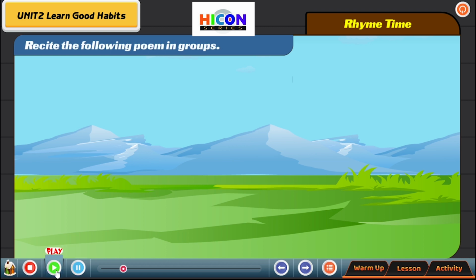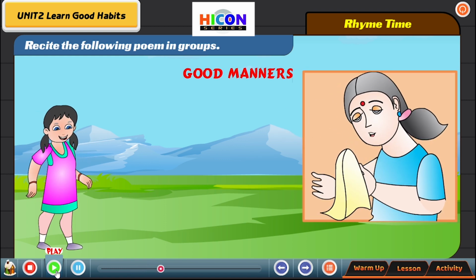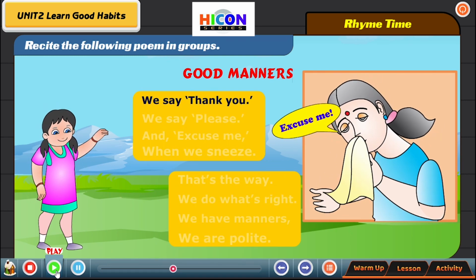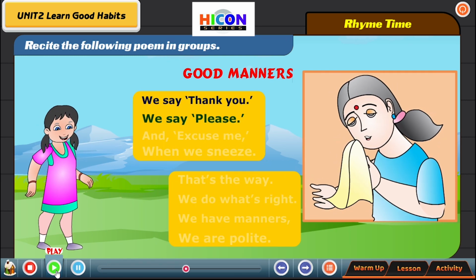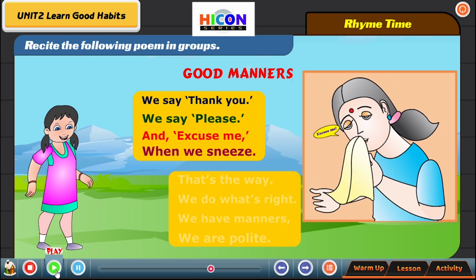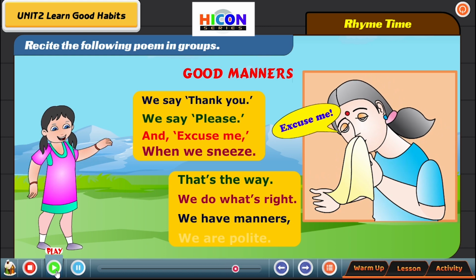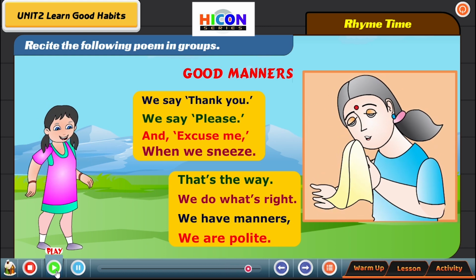Recite the following poem in groups. Good manners. Excuse me. We say thank you, we say please, and excuse me when we sneeze. That's the way we do what's right. We have manners, we are polite.